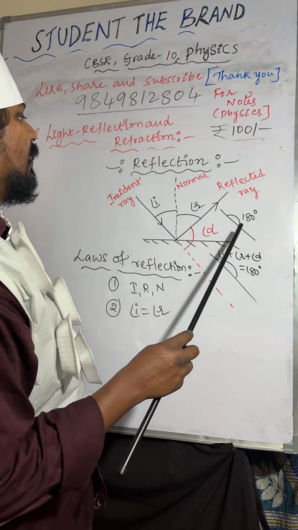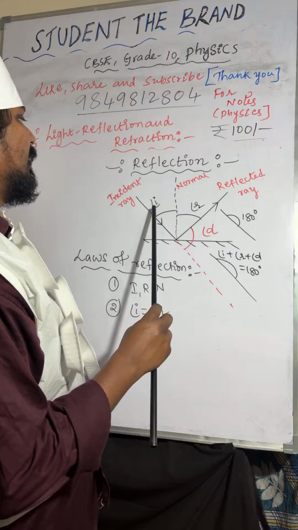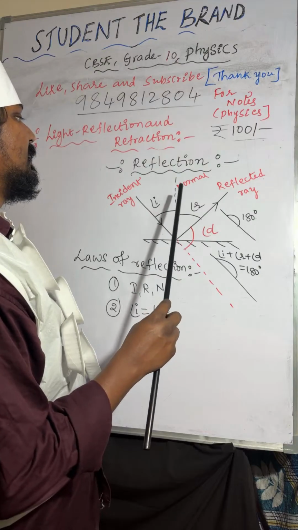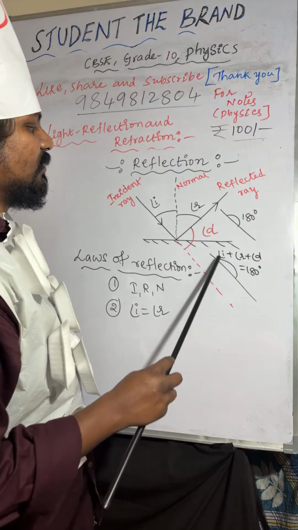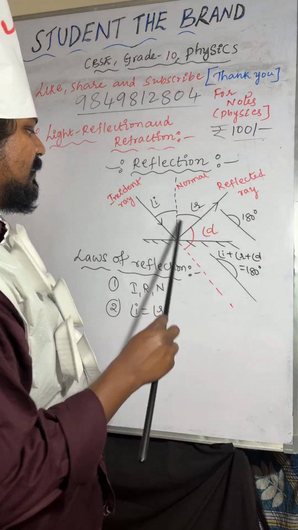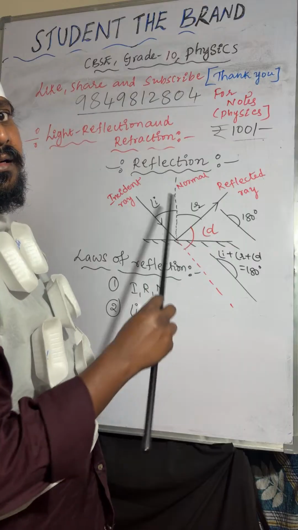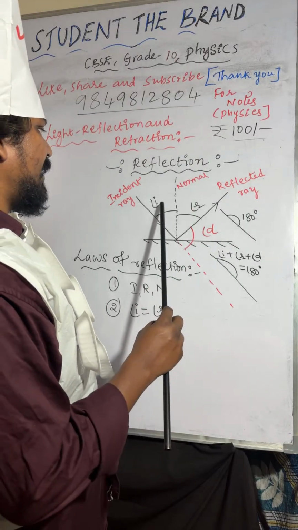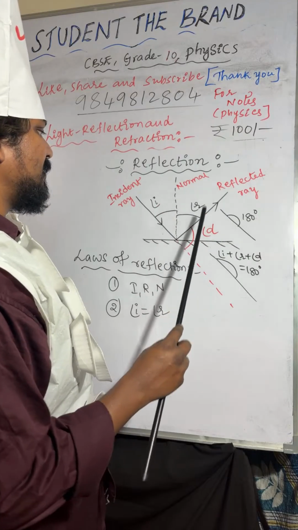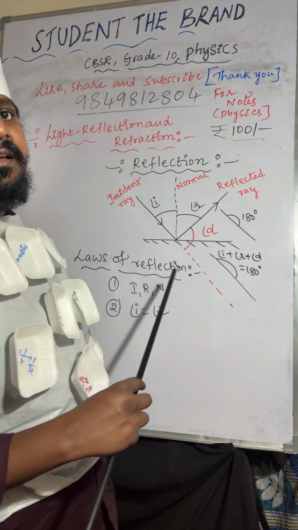Okay, so the angle of incidence, angle of reflection, and angle of deviation together make 180 degrees. This line is a linear angle, right? So that's enough: angle of incidence plus angle of reflection plus angle of deviation equals 180 degrees.